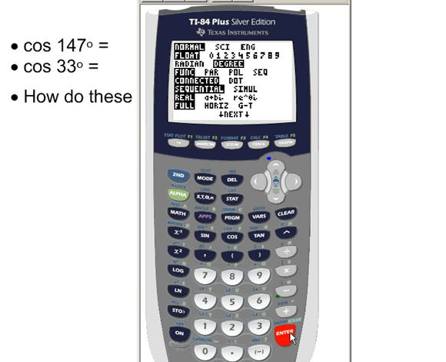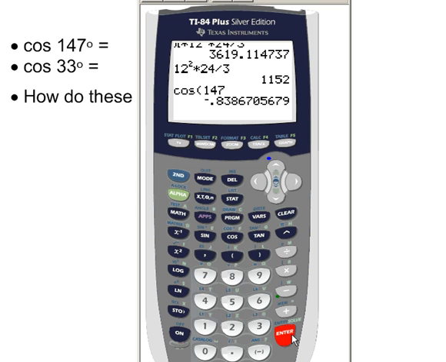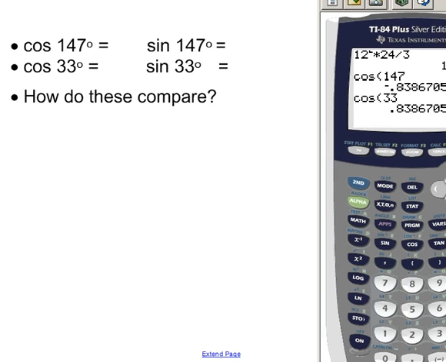Okay. Now I'm going to check out what cosine of 147 is. So cosine of 147, hit enter, and I get that as negative 0.839. We're going to round up to 0.84. And I'm going to stick cosine of 33 while I'm here with my calculator and hit enter. And notice I get the same decimal, I just get positive instead. So let's record that information.